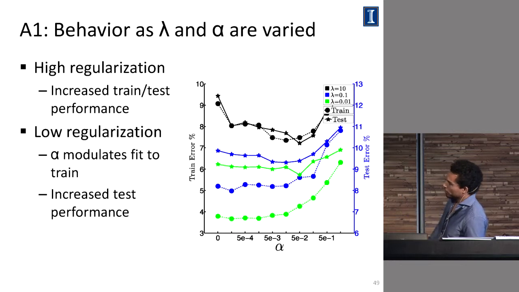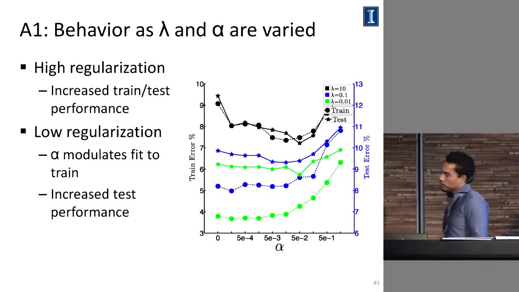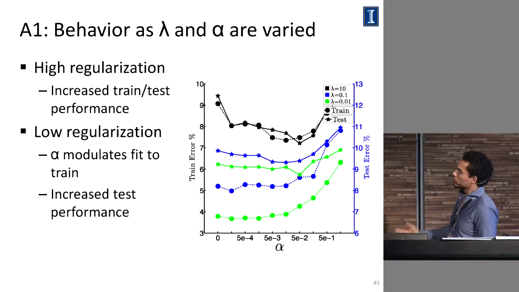In the black, what we see on the x-axis is that we are varying this alpha, going from no diversity penalty to more diversity penalty, and again, lower is better. So what we see here is that for high regularization, for the black plots, alpha is actually helping both during train and during test. I get better train and test performance by increasing diversity.